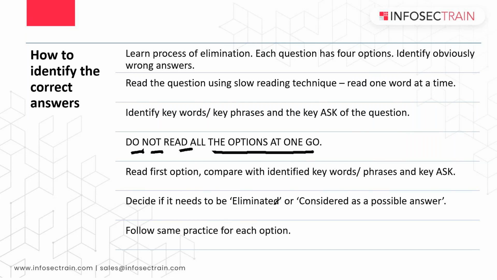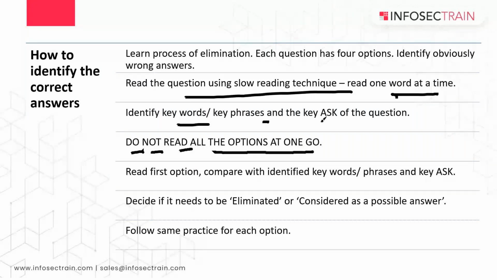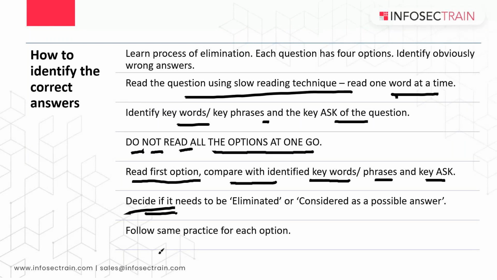So how do we go about it? The way we have been reading slowly, one word at a time, identifying the keywords, phrases, and key ask of the question. We will start with reading the first option. After reading this option, we will compare it with the identified keywords and the phrases and the key ask. And before we move on to the second option, we will take a decision whether this option needs to be eliminated or shall we consider it as a possible answer.